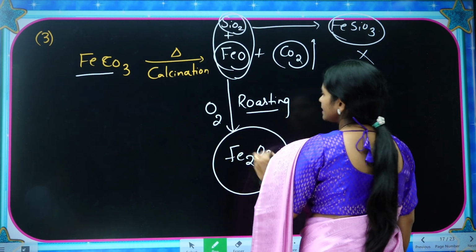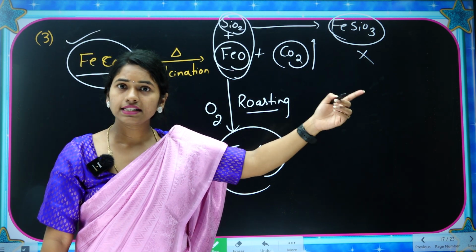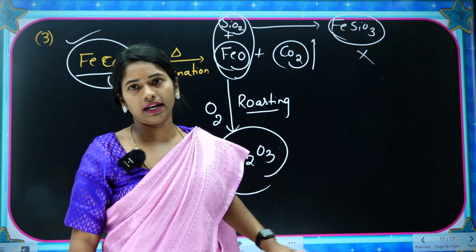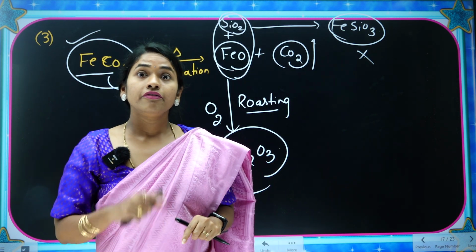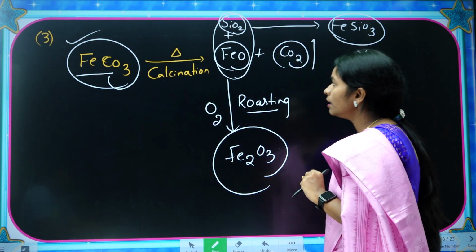In such a way, if any siderite is there also, we will do first calcination, then roasting, and we will convert it into which one? Hematite. Is that clear? Now we will come to the blast furnace. Very, very important. Pay attention here. How I am going to do this.